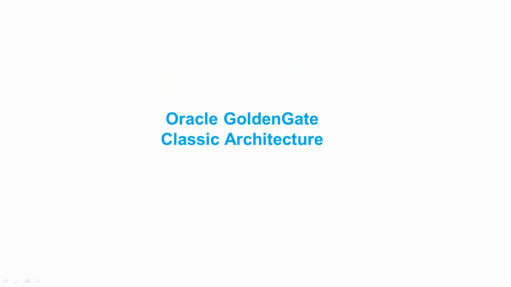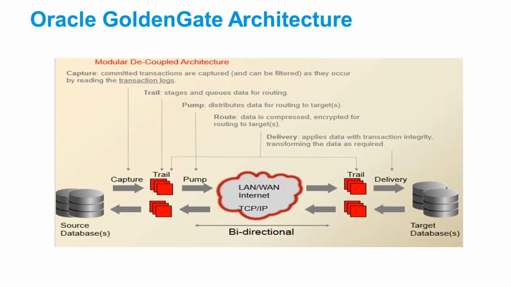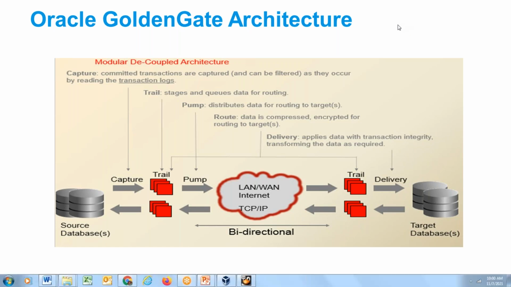Okay. So let me give you an overview of Oracle GoldenGate classic architecture, and then we'll move to the new features of 21c as well. So Oracle GoldenGate architecture, how Oracle GoldenGate works. This is the classic architecture. You have a source database and you have a target database. The source or target database can be any Oracle GoldenGate supported database.